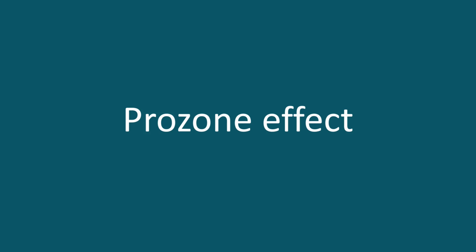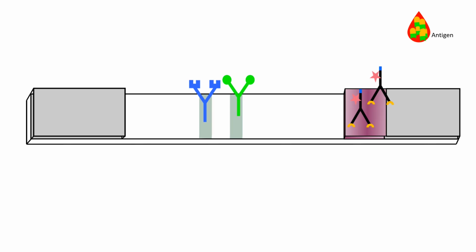Let's talk about a very important, because very dangerous effect in actually all serological assays, the Prozone or high-dose hook effect. The Prozone effect happens when we have a sample which is full of antigen, usually caused by hyperparasitemia. If we add a blood sample which is full of antigen to our strip, the antigen will bind to the antibodies of the conjugate, but there are more antigens than the conjugate can bind, so free antigens will remain.